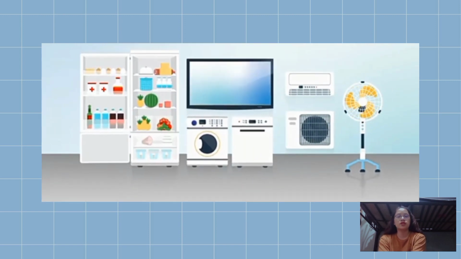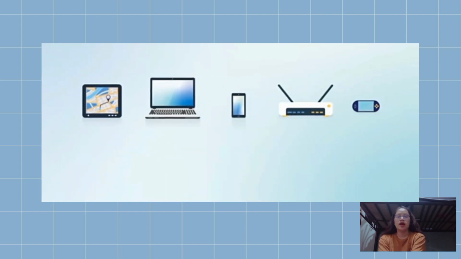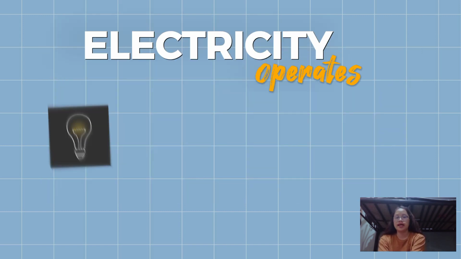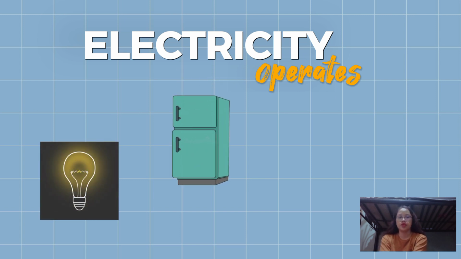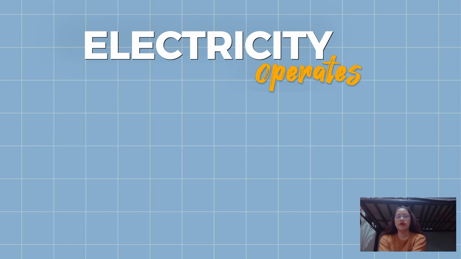It is one of our most important types of energy and power that we use. Electricity operates our lights, runs our refrigerators, kitchen appliances, and powers motors. So electricity is very important to all of us.